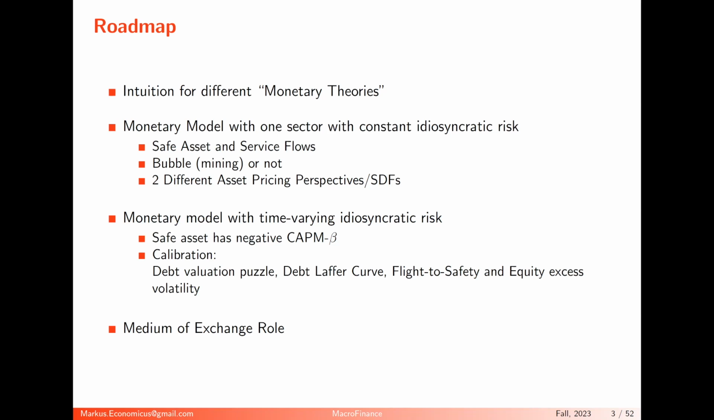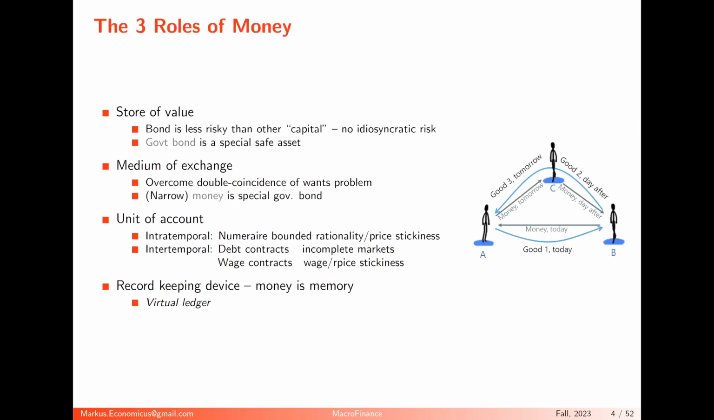And then subsequently, I go more in detail to different monetary theories and also introduce the medium of exchange role of money. So again, here are the three roles of money. Store of value role, because a bond is less risky than a capital, because a capital has some idiosyncratic risk associated with that. Okay, so today there will be no aggregate risk, only idiosyncratic risk for simplicity. And the government bond will be a special asset, okay, and it serves as a good store of value.